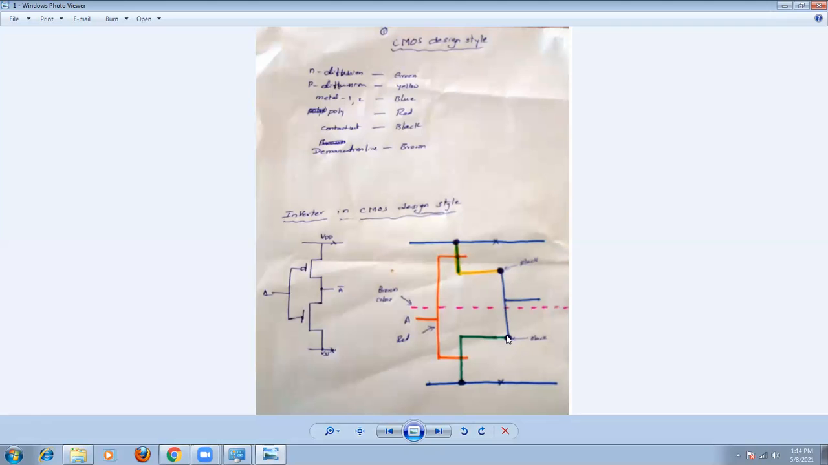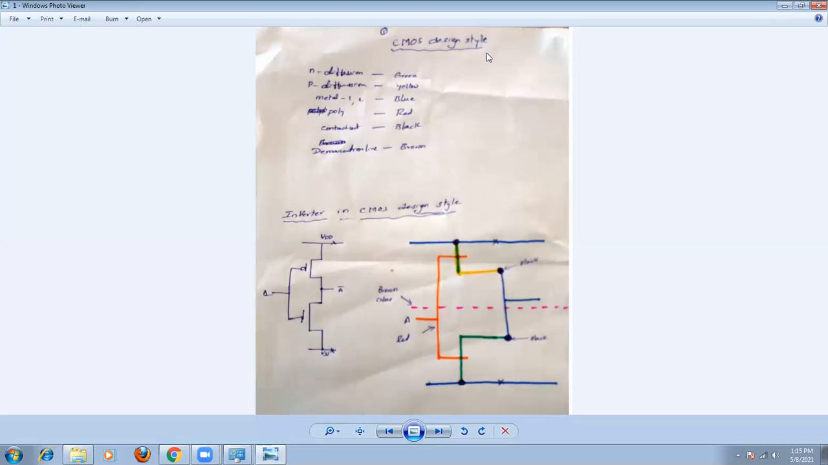The drain of the N channel and the drain of the P channel will join together here, so you'll get a connection point in this case. This is the source of the P channel transistor, and this is the drain of the P channel transistor. This will be connected to the drain of the N channel transistor, and the source of the N channel will be connected here. This is the polysilicon. A transistor forms in this region, and a transistor is formed here also. This is the main thing. Like this you can draw the CMOS design style.